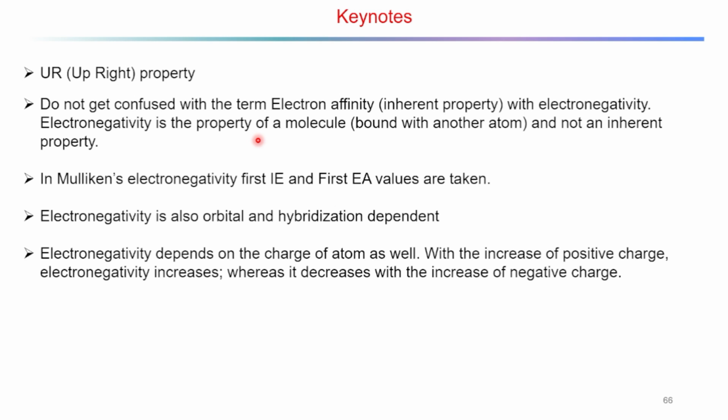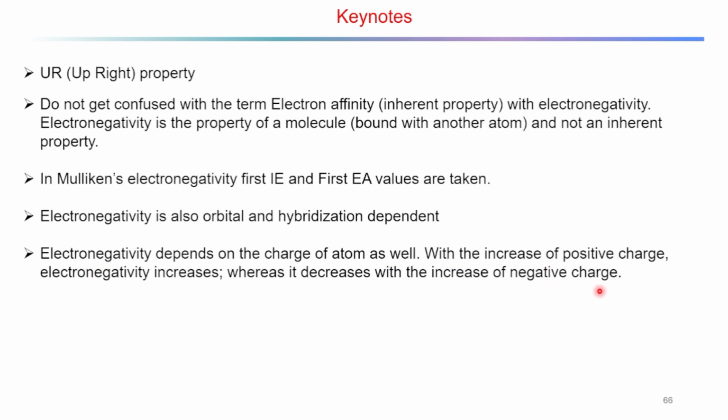Okay, because its environment is different. It is bonding, making a bond with different atoms. And in Mulliken's electronegativity we take the first ionization energy and first electron affinity values. The electronegativity is also orbital and hybridization dependent, that we have just seen in the earlier slide. And electronegativity depends on the charge of atom as well. So with the increase of positive charge, the electronegativity increases, whereas it decreases with the increase of negative charge.